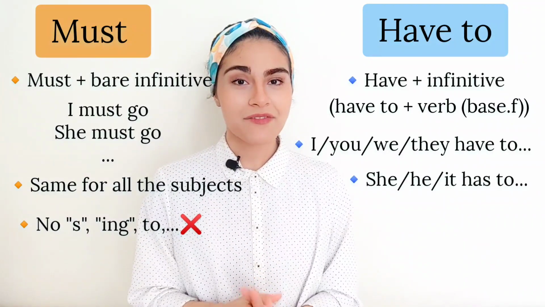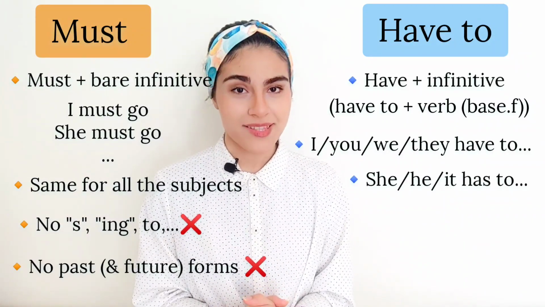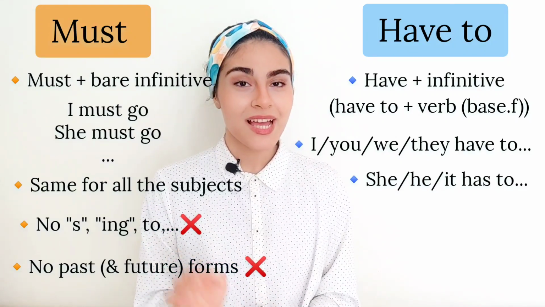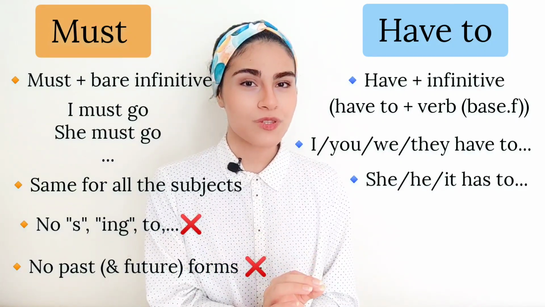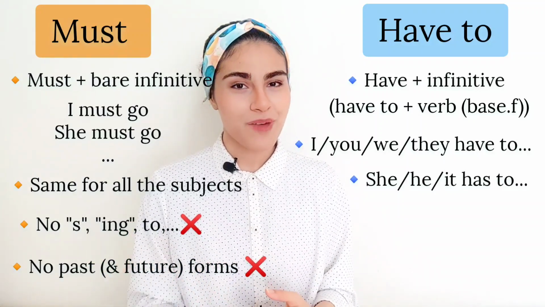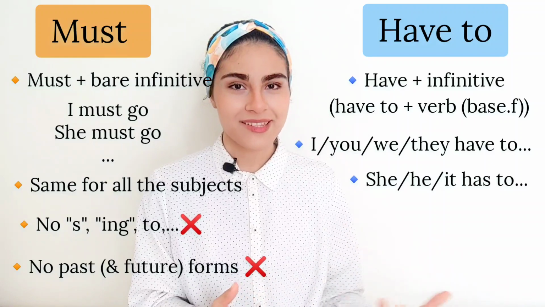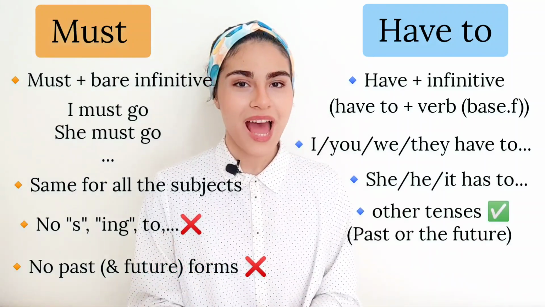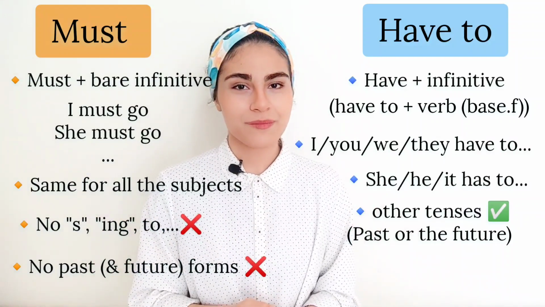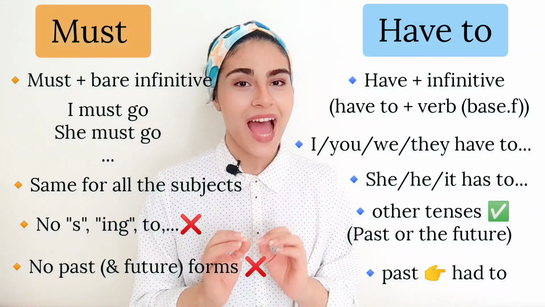We do not have any past forms for must. Must only exists in simple present and present perfect forms. We already know what simple present is. We'll be talking about must in present perfect form later. But we use have to in other tenses as well, past or the future. For the past, we have had to.